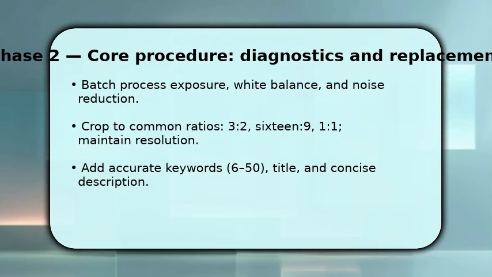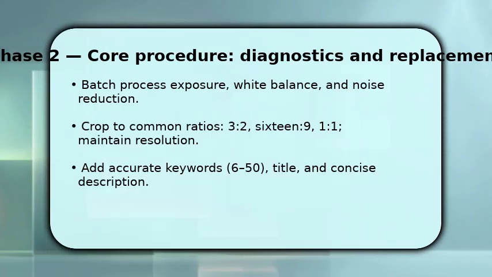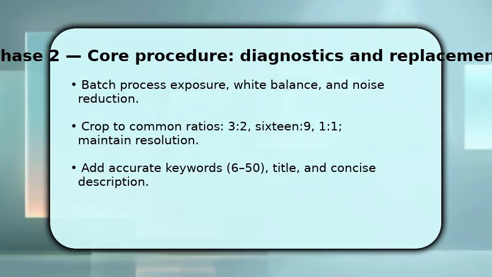You move into post-production with purpose. Import and batch process exposure, white balance, and noise reduction to maintain consistency across a set. Next, crop to common aspect ratios, 3:2, 16:9, and square, while preserving resolution for Shutterstock's minimums.